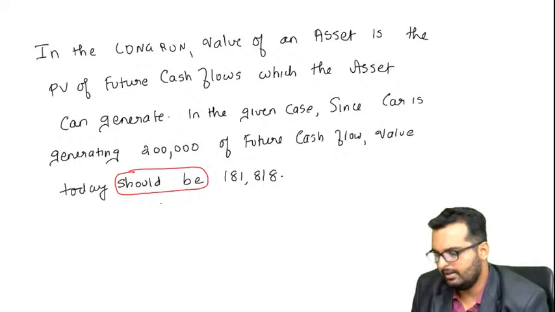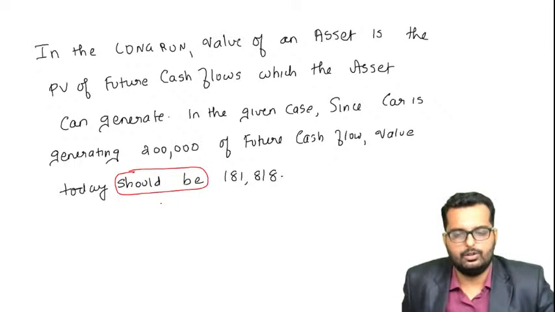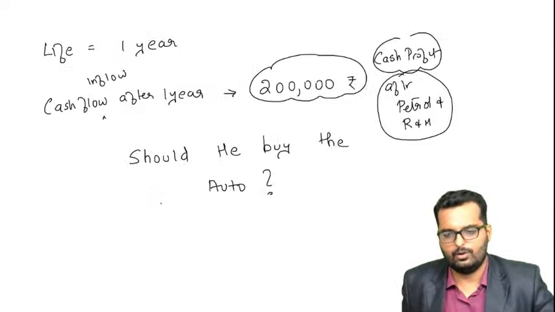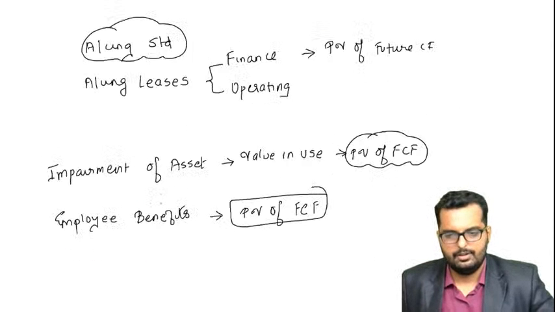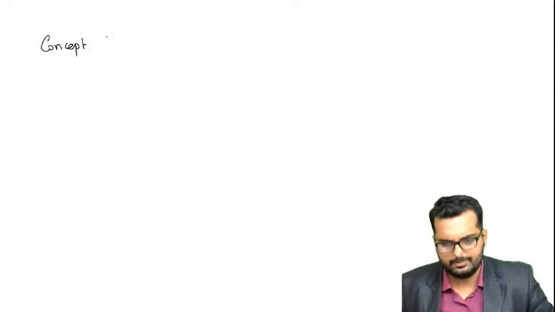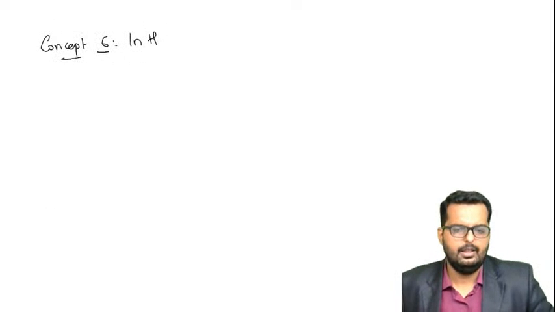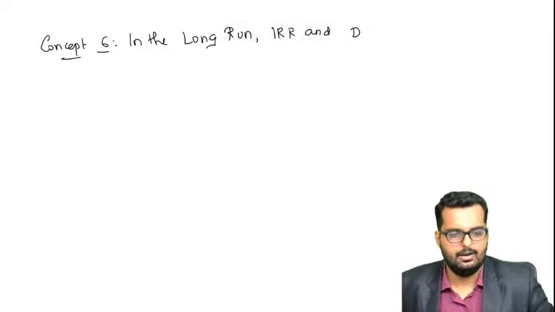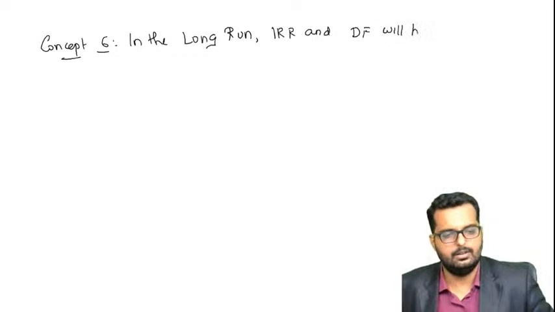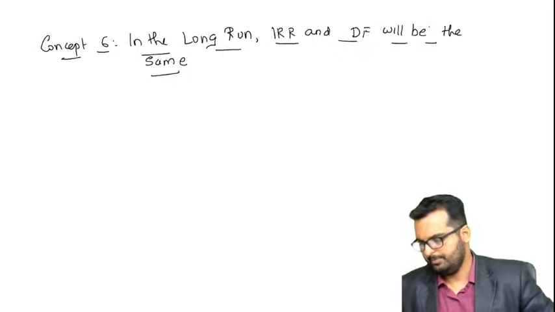Alright friends, have you all put up till here in your books now? Okay, so we are done with this concept also. This was concept number 5. Let's do one last concept before we pack up today's session. Concept number 6. In the long run, IRR and discount factor will be the same. Can you write down this heading in your books now, all of you?